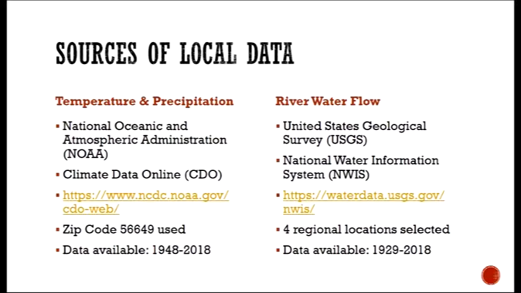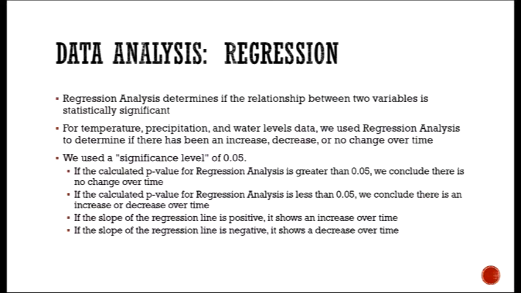Water levels data were obtained from the National Water Information System, a database provided by the U.S. Geological Survey. 4 locations were selected in the region, and data was available from 1929 to 2018. Students used regression analysis to determine if there is a relationship between time and each climate variable, particularly to see if temperature, precipitation, or water levels have increased over time.